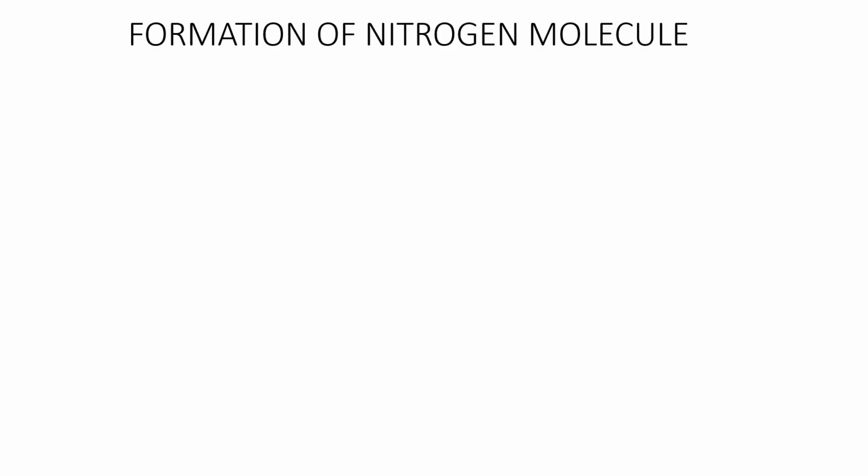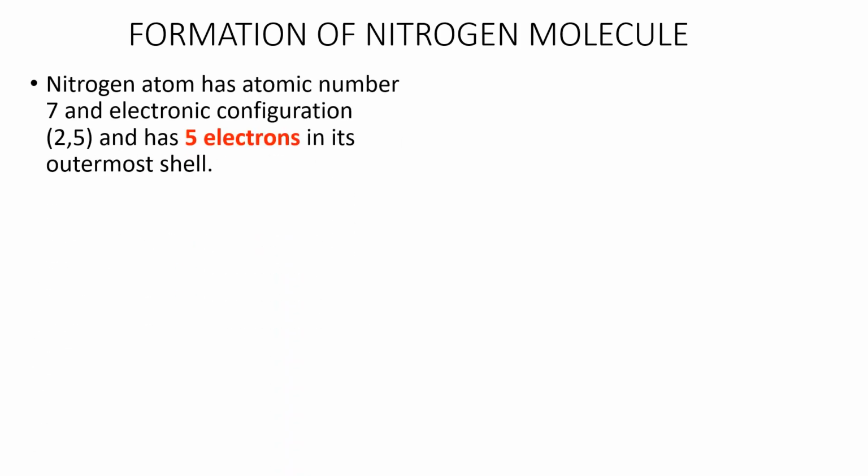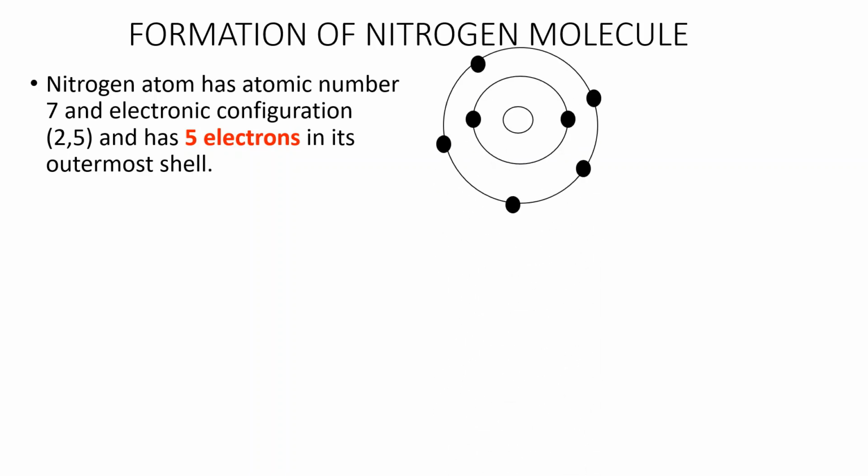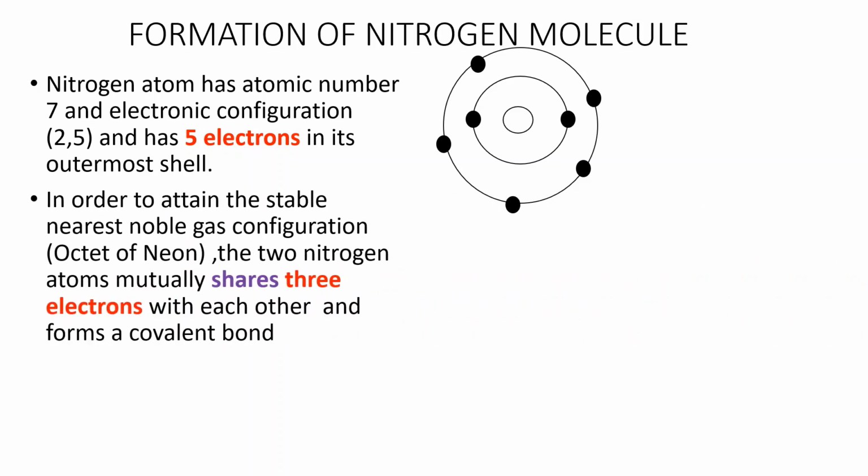Let us understand how a nitrogen molecule is formed. So we discuss here the formation of the nitrogen molecule. Now as we know, nitrogen has got 5 electrons in its outermost shell and requires 3 more electrons to complete an octet. So what does nitrogen do? In order to attain the stable electronic configuration of the nearest noble gas, that is neon, it tends to share 3 electrons with another nitrogen atom.